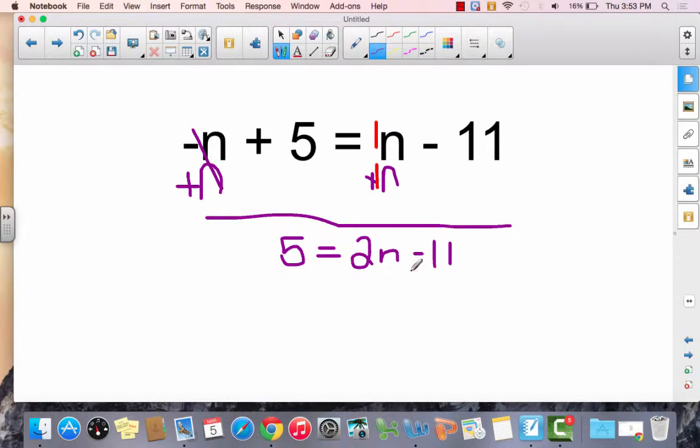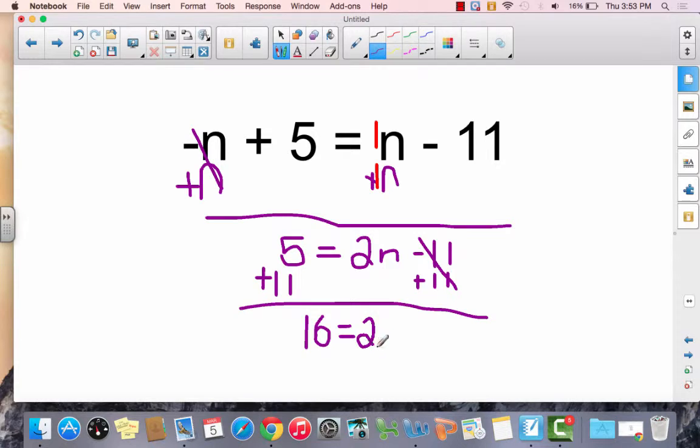So I start with the negative 11. The opposite of negative 11 is positive 11. That pairs off to make a 0. We add 11 to the other side. 5 plus 11 gives me 16. And on the right-hand side, I'm left with a 2n. I know that 2 and n are being multiplied, and the inverse of multiplication is division, so I divide both sides by 2, and I'm left with the answer n equals 8.